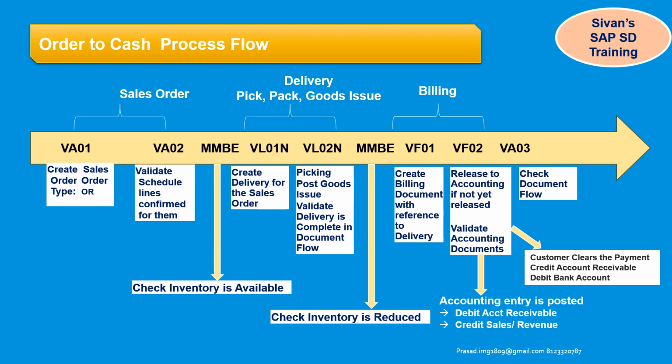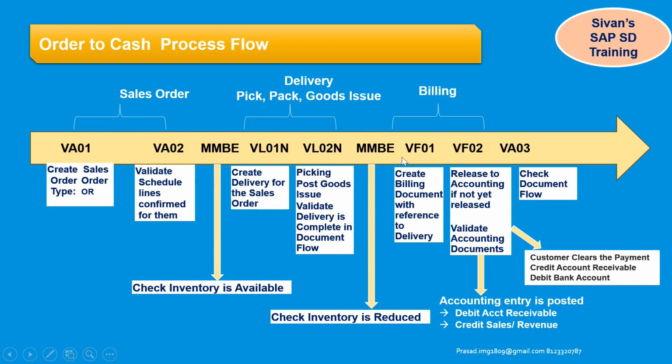Then we need to validate again whether the inventory is reduced or not in the MMBE transaction code. In another screen, we might have opened this MMBE transaction. When you click on the refresh button, whatever the quantities were there, those quantities might have updated. That includes the VBFA document flow also, which will get updated.